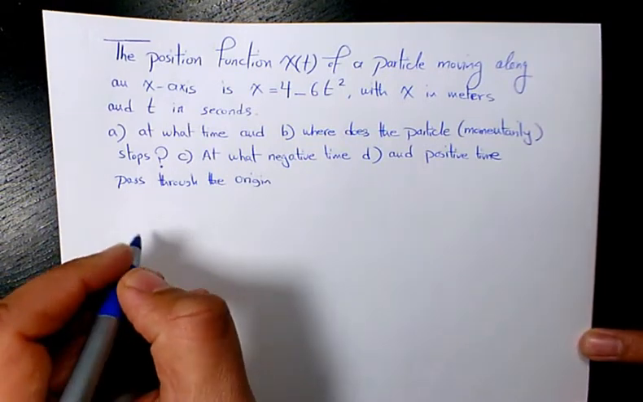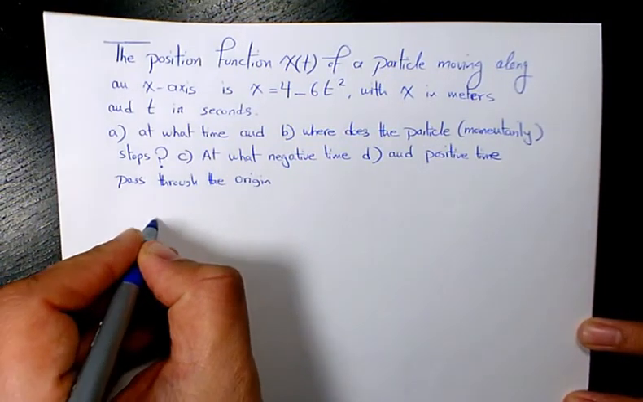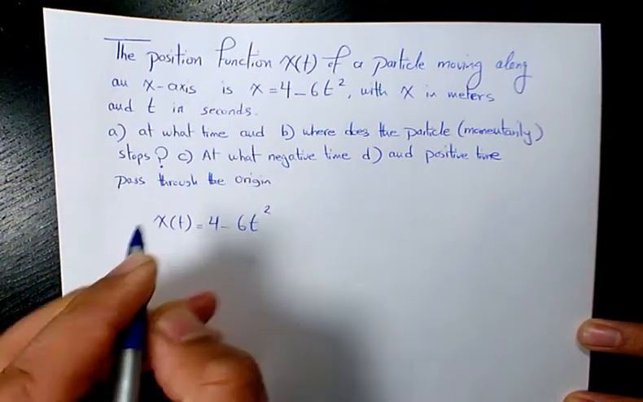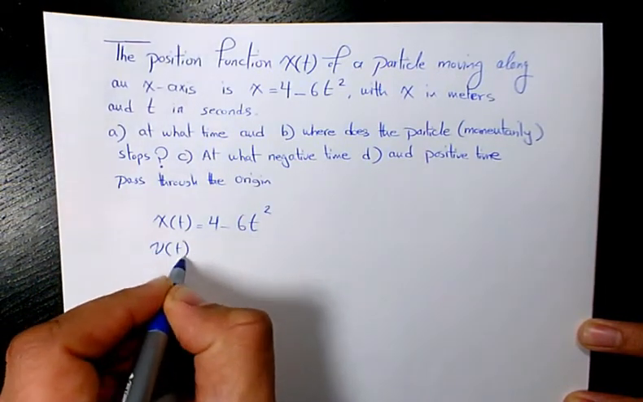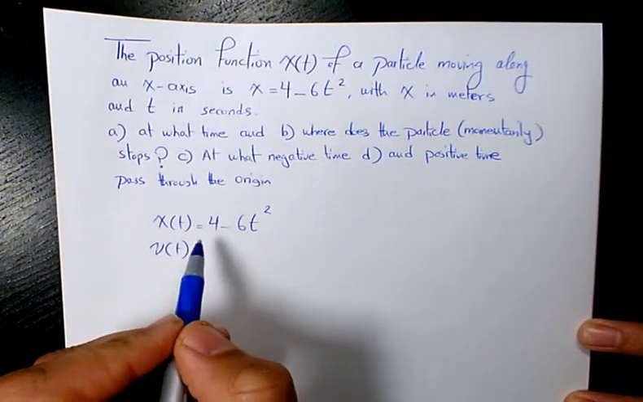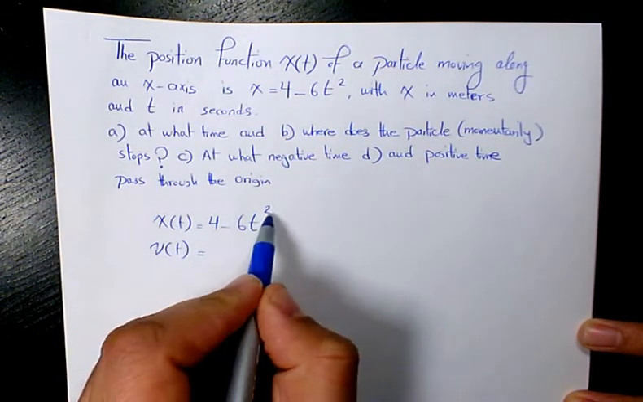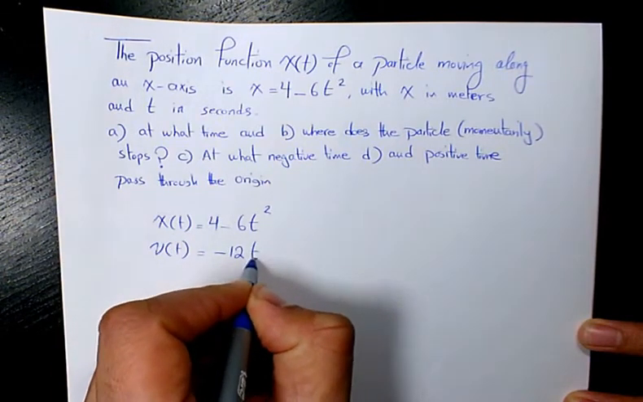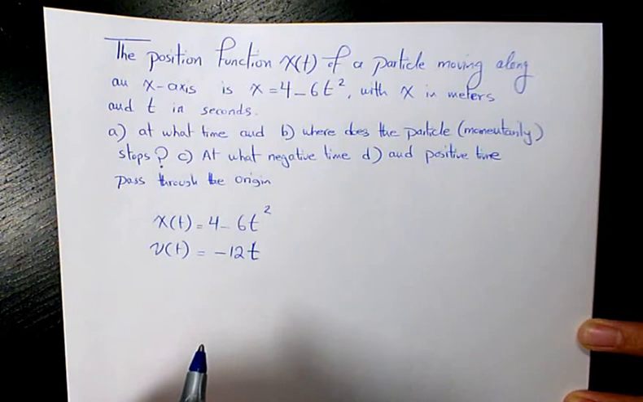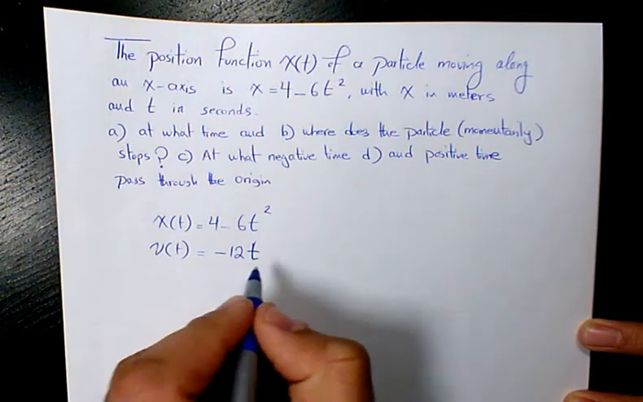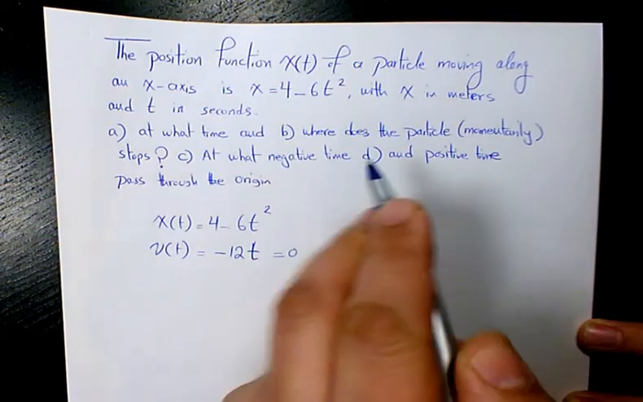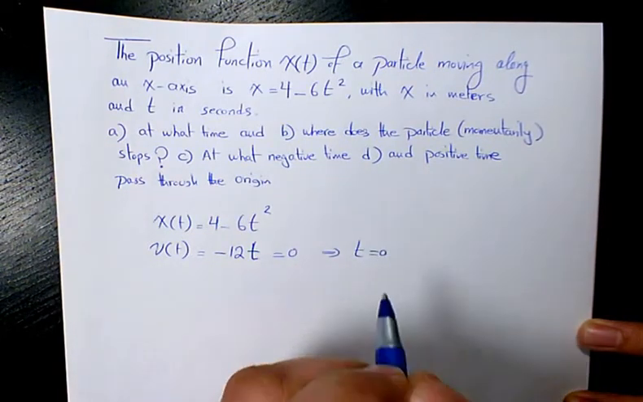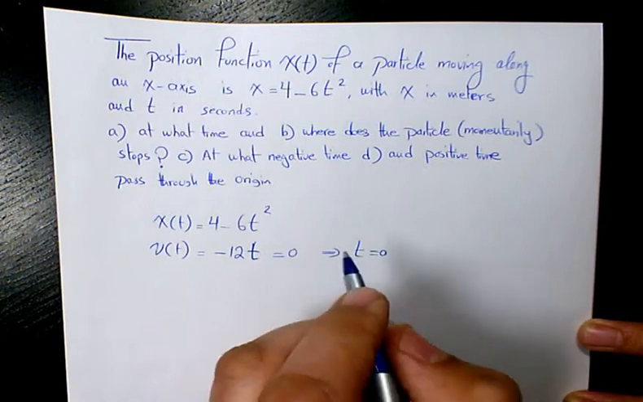So we have x as a function of time: 4 minus 6t squared. When we want to find the velocity, we need to find the first derivative. The first derivative of 4 is 0. The first derivative of negative 6t squared is negative 12t. Then we make it equal to 0 because it says momentarily stops. It's going to be at time equals 0. It's going to momentarily stop.